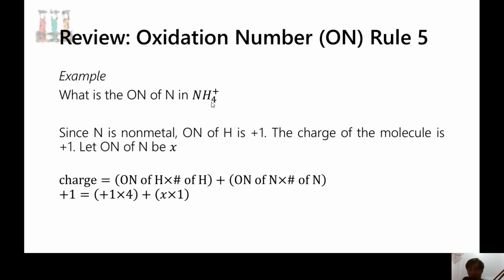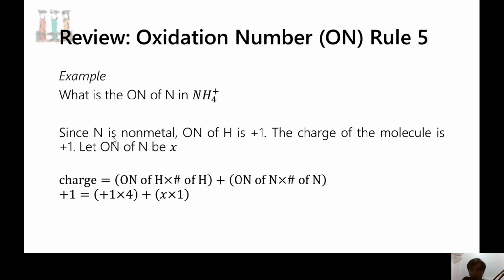Okay, so what do we know? According to rule number 4, whenever your hydrogen is paired with non-metals, it is always positive 1. So hydrogen is positive 1 there. So we do not know what the oxidation number of nitrogen is.